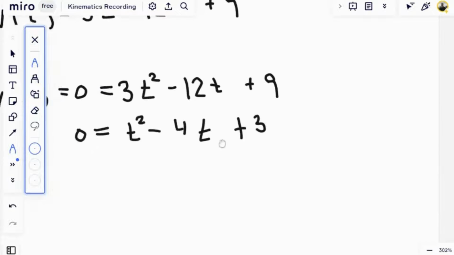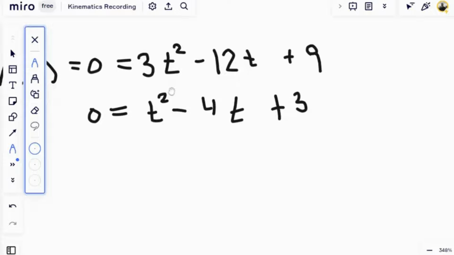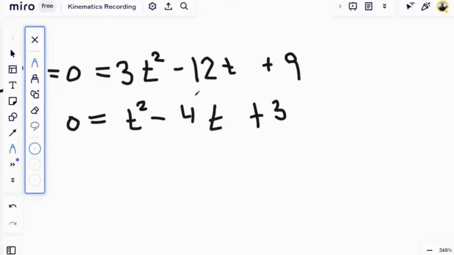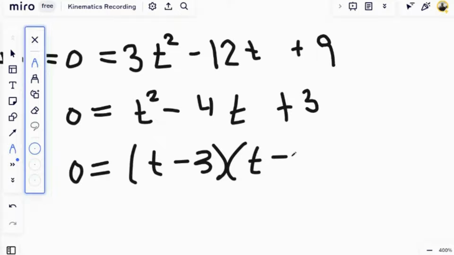We could have used the quadratic equation here as well, but I find that equation a little clumsy, so I like to try and factor it if I can, and if I can't, then fall back on the quadratic equation. If we try to factor this, we're looking for two numbers that multiply together to get positive 3 and add together to get minus 4. For us, that's going to be t minus 3 and t minus 1.